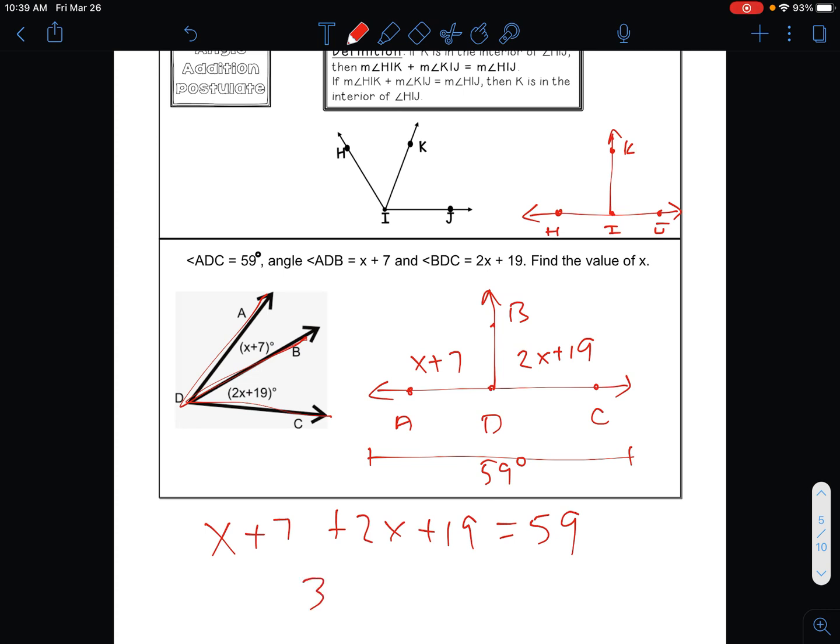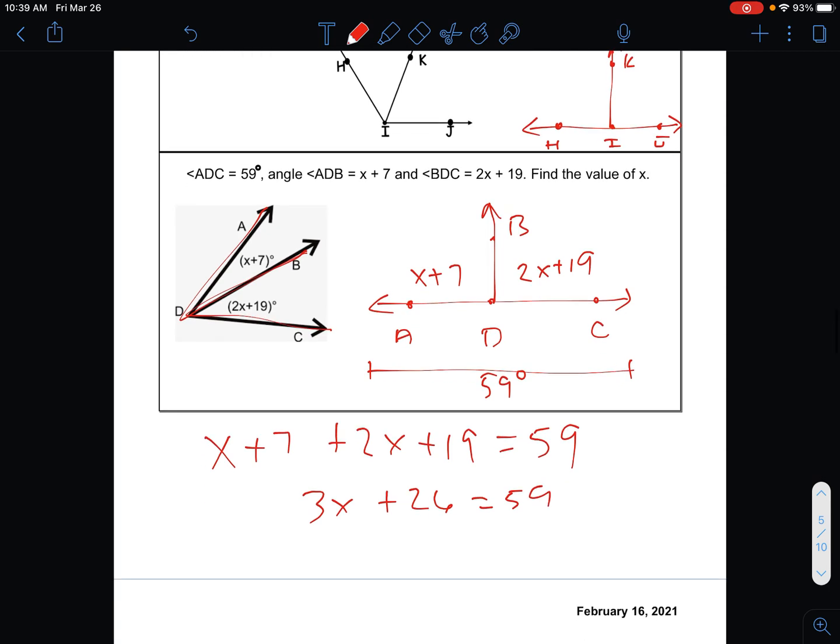Okay, and then we would collect our like terms. Subtract 26. And that's going to be 33. And x is 11. Okay? So those are the geo concepts that we're going to look at today.